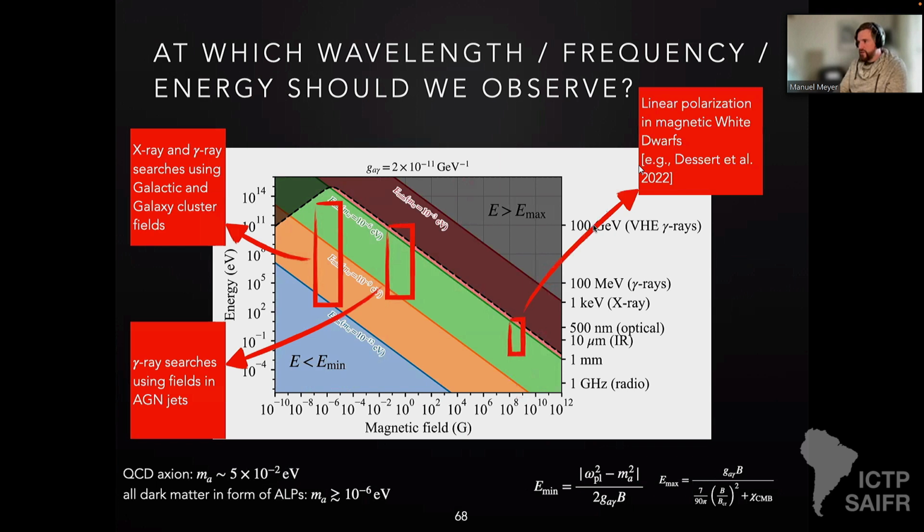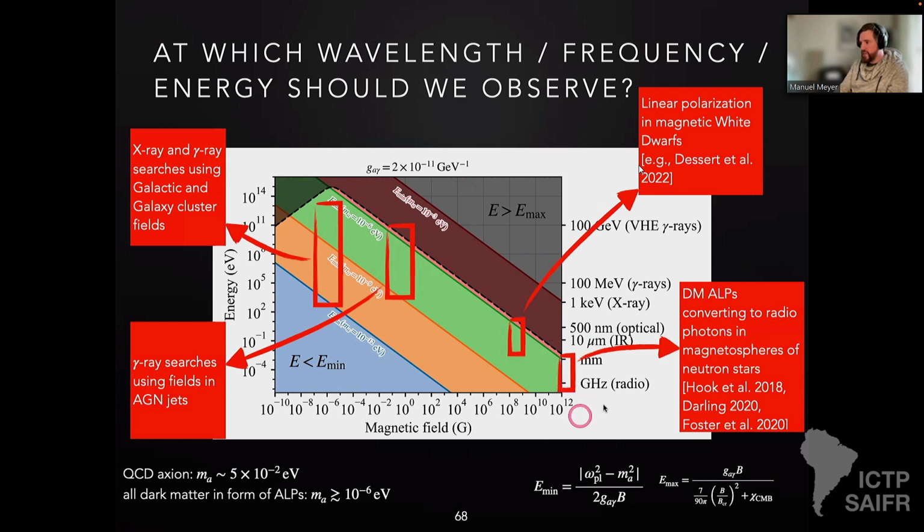There are also other sources. For example, linear polarization from magnetic white dwarfs. These have very strong magnetic fields, 10 to the 9 Gauss or so. So here we can use optical observations to look for features. And then at the highest magnetic fields that we have, in neutron stars, we could, for example, look for dark matter converting into photons in the magnetospheres of these neutron stars. And we can look for those in the radio regime.